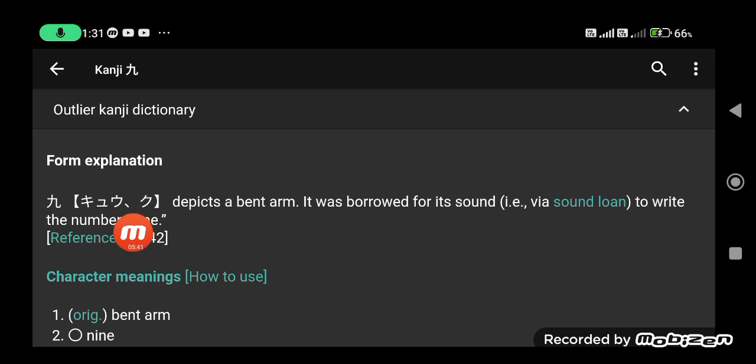Form explanation. We place in the brackets the onyomi reading. Q or ku depicts a bent arm. It was borrowed for its sound, meaning the sound component may not necessarily be the same sound as Q or ku. May I also inform that when we hear the word component, it is the same as the word radical, or in Japanese bushu. The sound component is borrowed here through a concept known as sound loan to write the number 9.